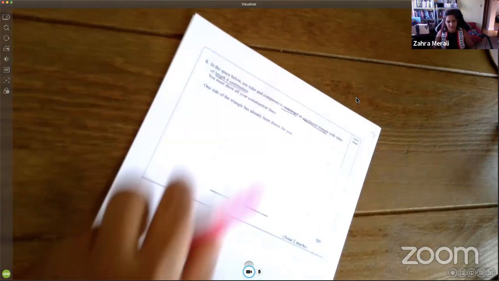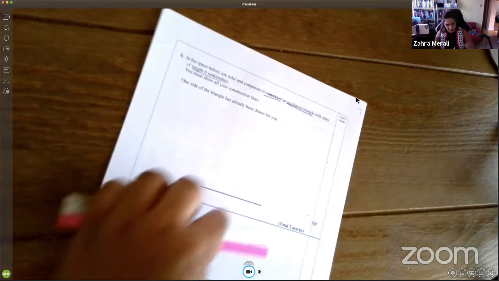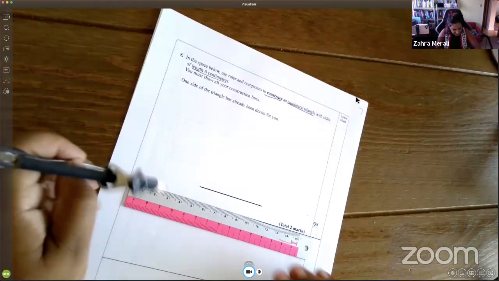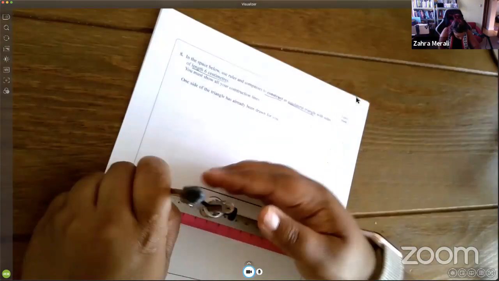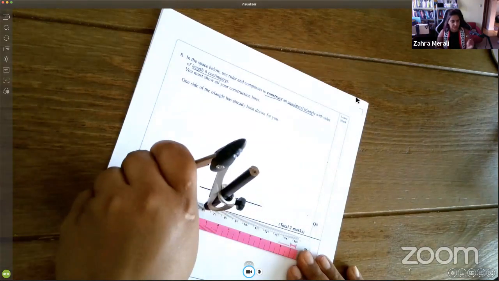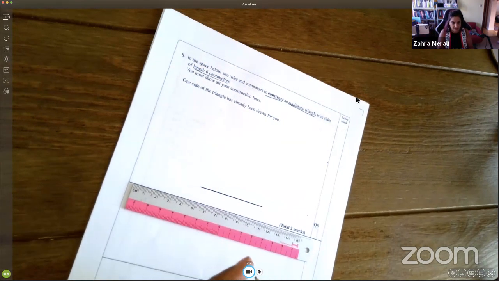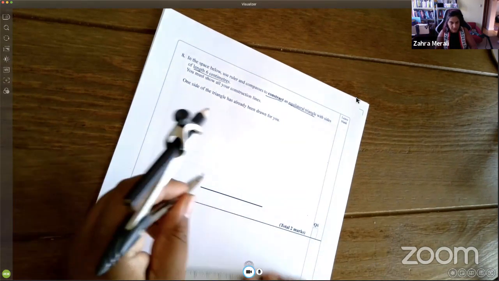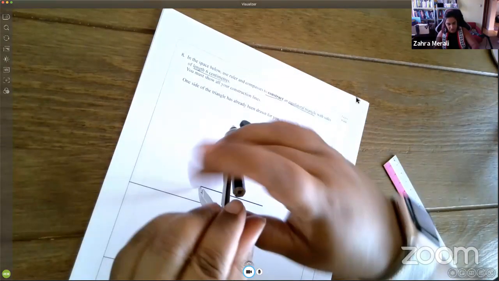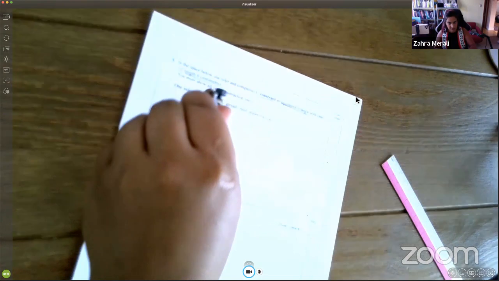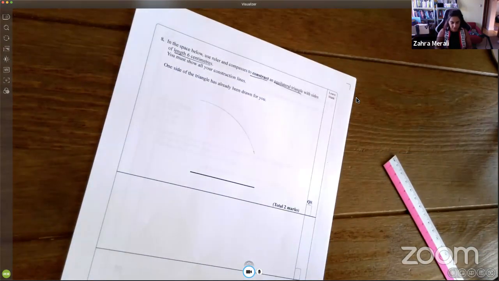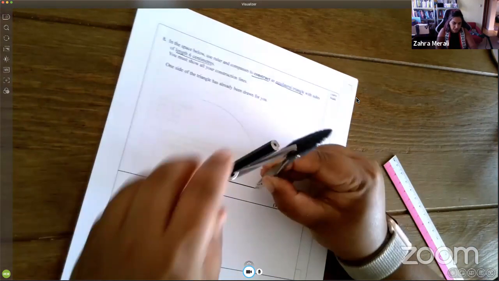So what I'm going to take is, it's drawn one side for me already. So I'm going to take my ruler, going to use my compass, and I'm making my compass 6 centimeters long. So I've measured that 6 centimeters. So now from the tip to the pencil is 6 centimeters. I'm going to put that on one end of that line that's already drawn for me, and I'm going to draw an arc. I don't know whether you can see that clearly. And then I'm going to take it and I'm going to put it at the other end, and I'm going to draw another arc.